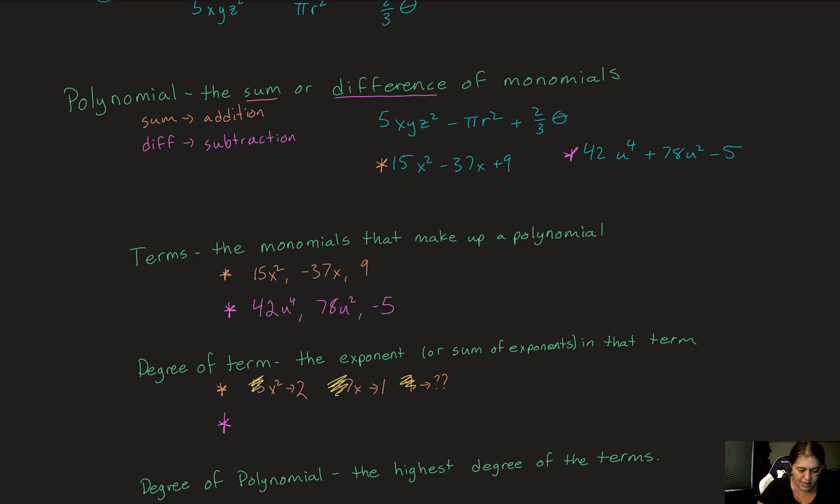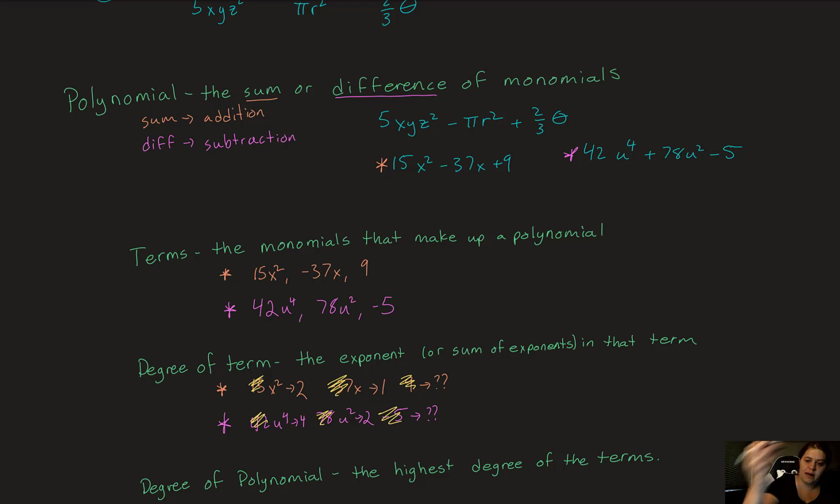Then we've got this guy. He's got 42 u to the 4th. He's got 78 u squared. He's got negative 5. Again, I don't really care about the number bits, but I do care about this gives me an exponent of 4. This gives me an exponent of 2. And this is our mysterious one.